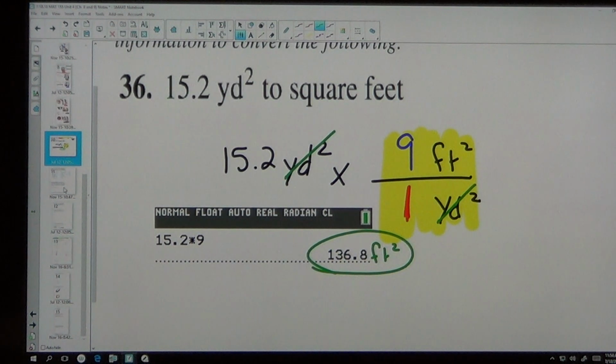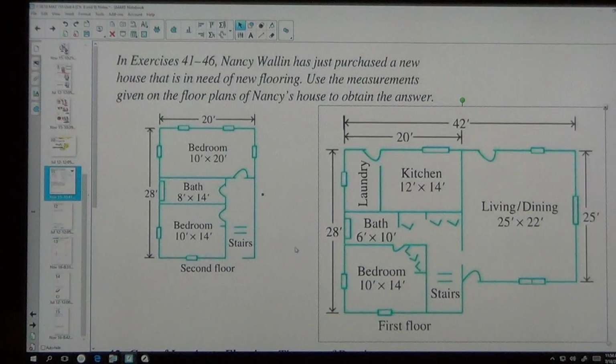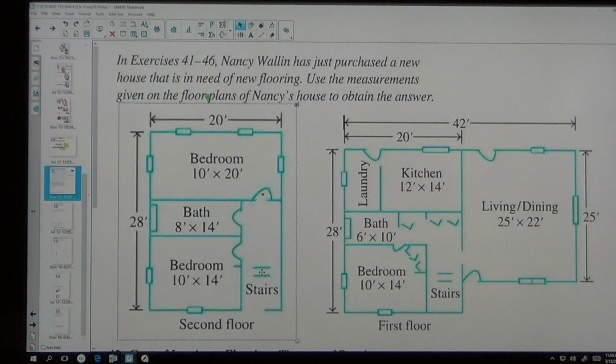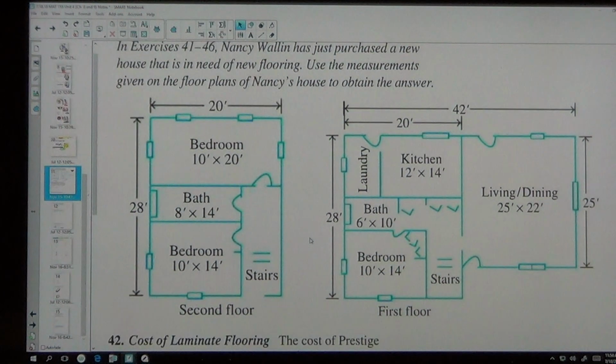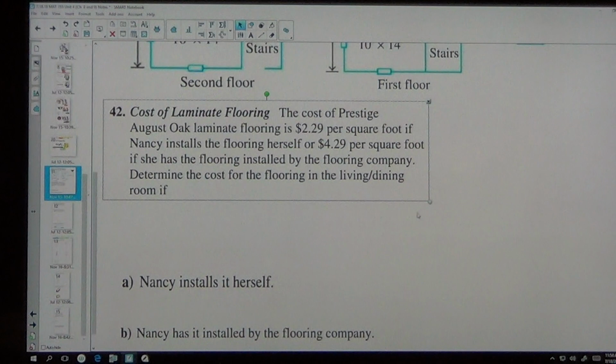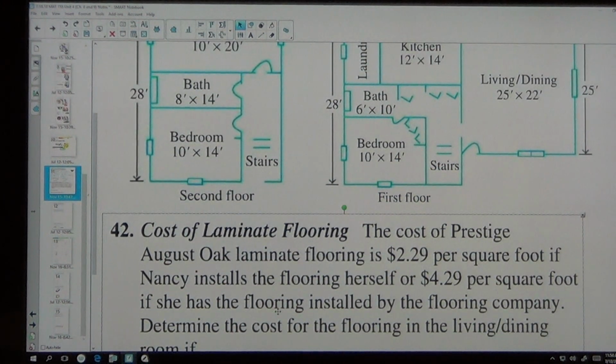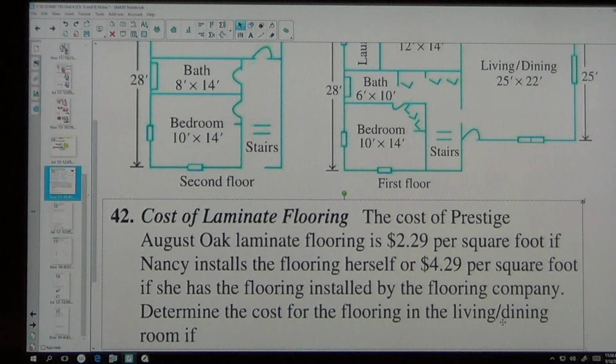All right. Next problem. I give you a floor plan. This is what somebody's house looks like. Bedroom, bathroom, kitchen, and so on. It says the cost to put in flooring is $2.29 a square foot if she installs it herself, $4.29 if somebody else does it for her. Determine the cost of the flooring in the living room and dining room.